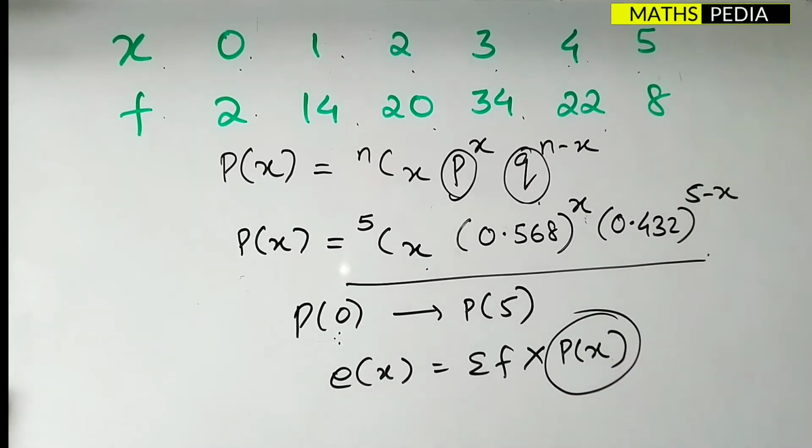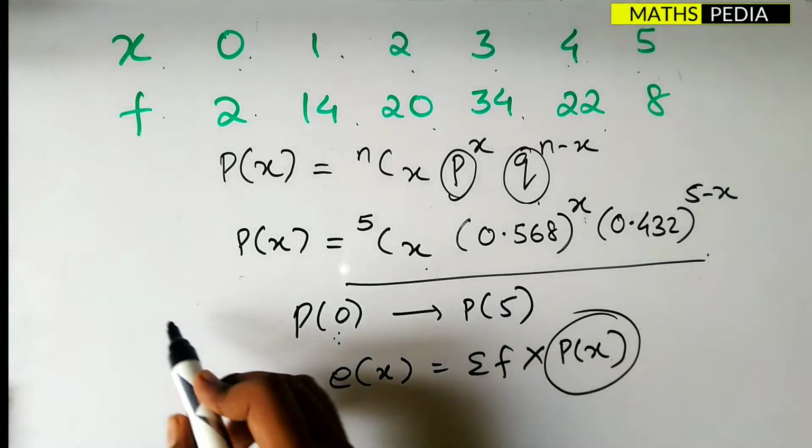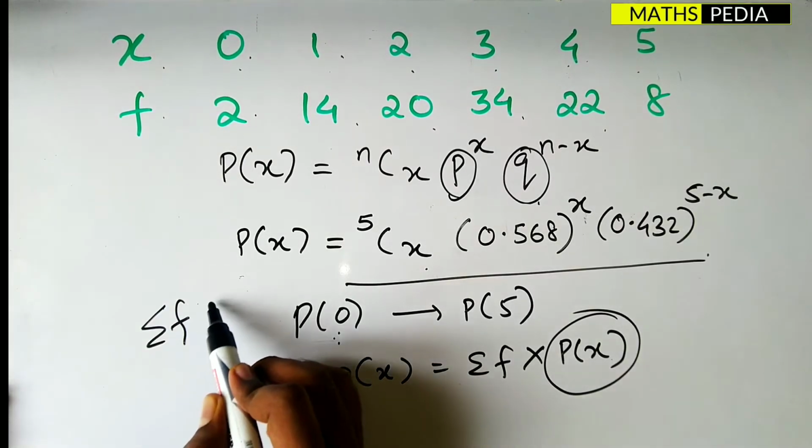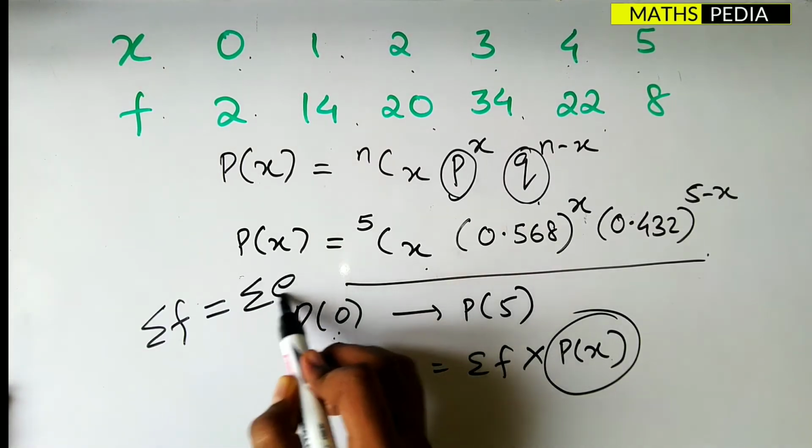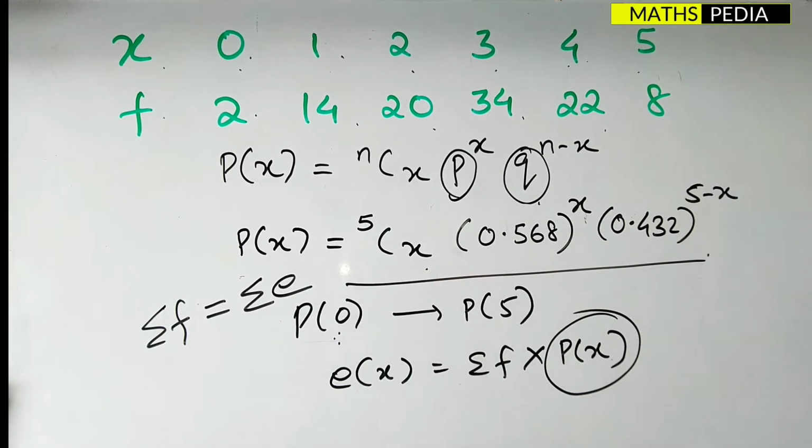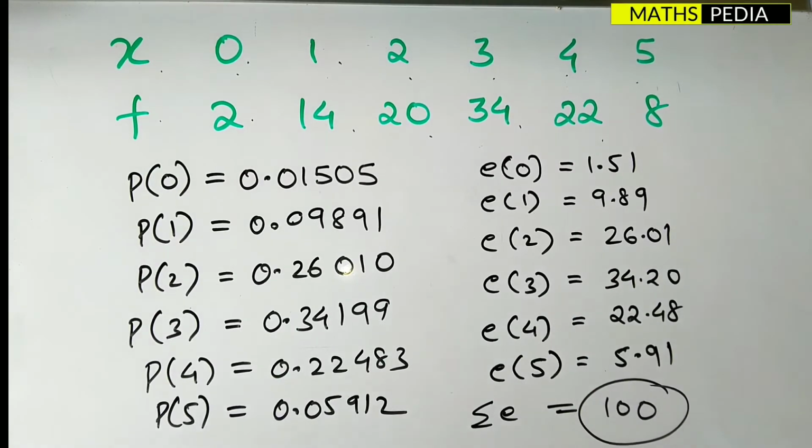After finding E of x, we have to check whether the summation of f, which is equal to 100, is equal to the summation of e. Only then can we go for the chi-square. So here you can see I have written all the values. P of 0 to 5 we have calculated by the equation.